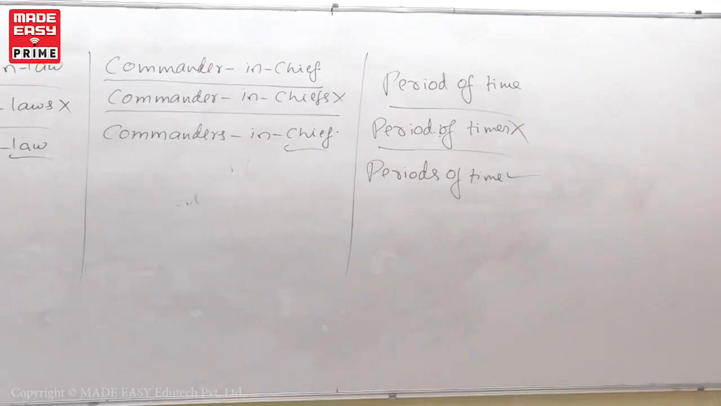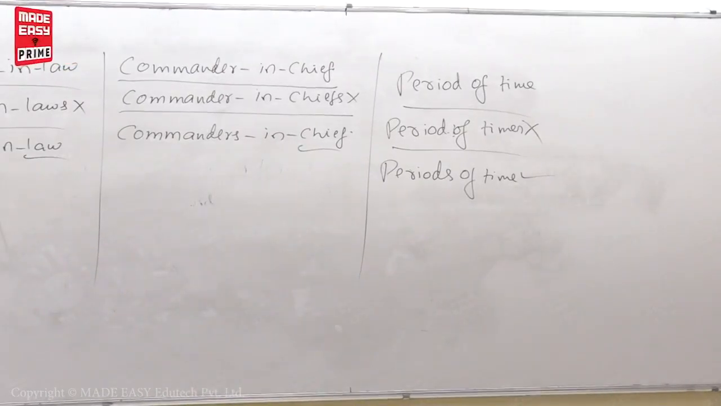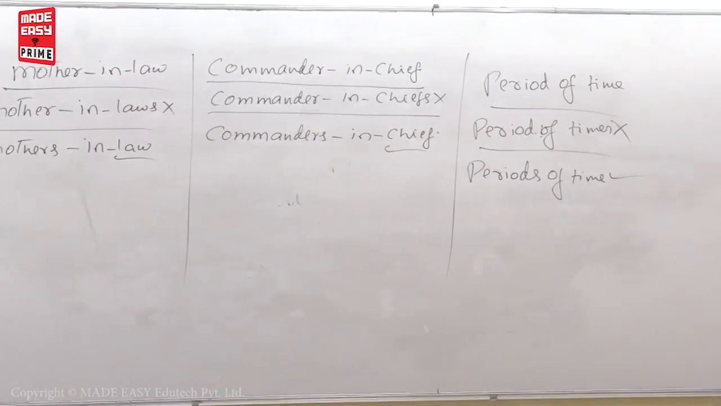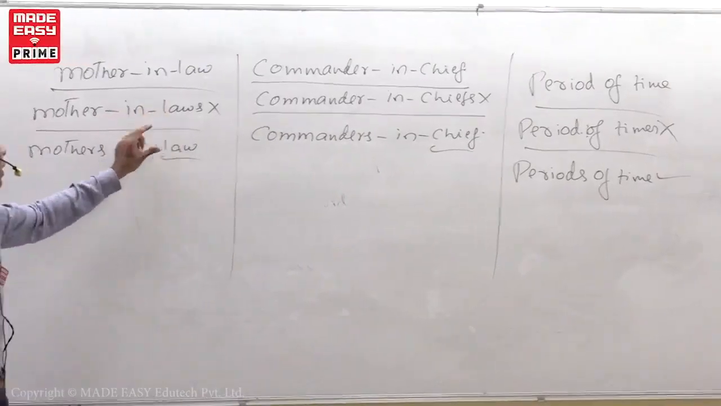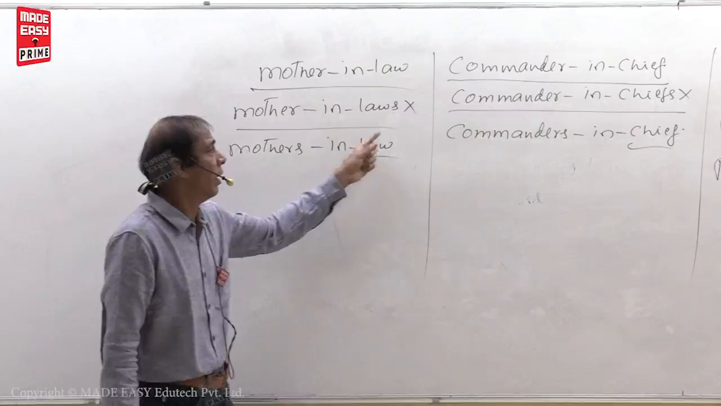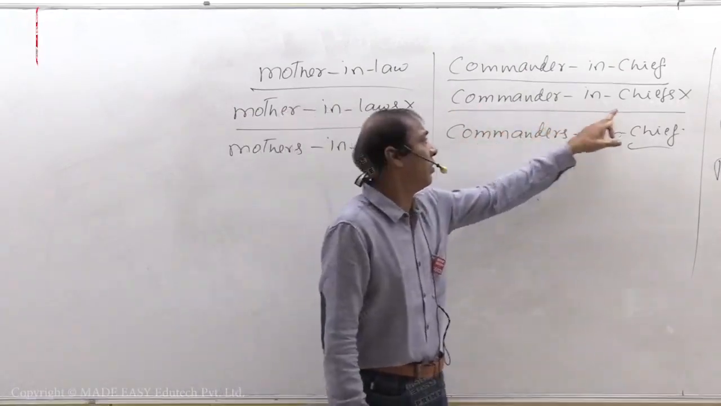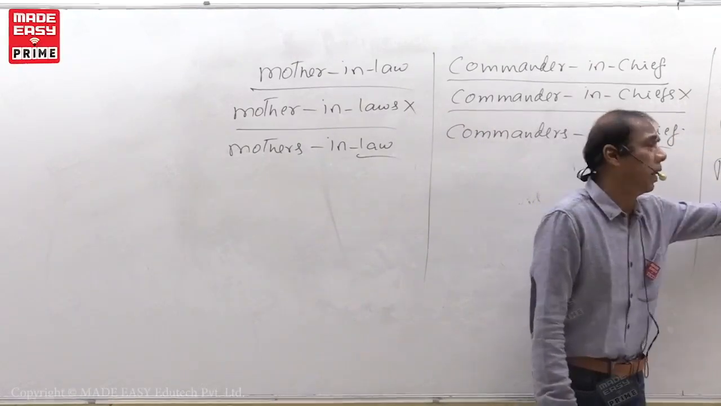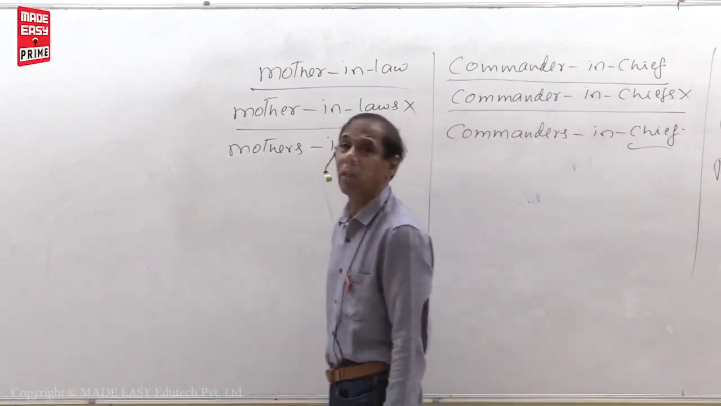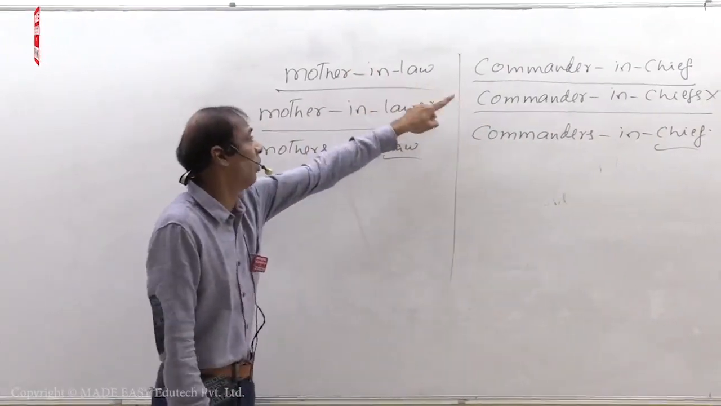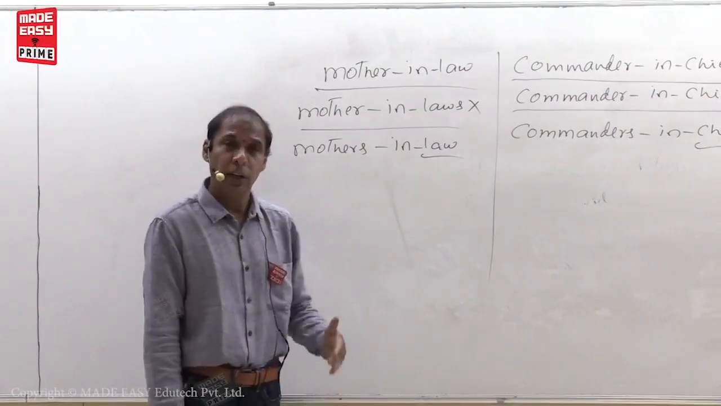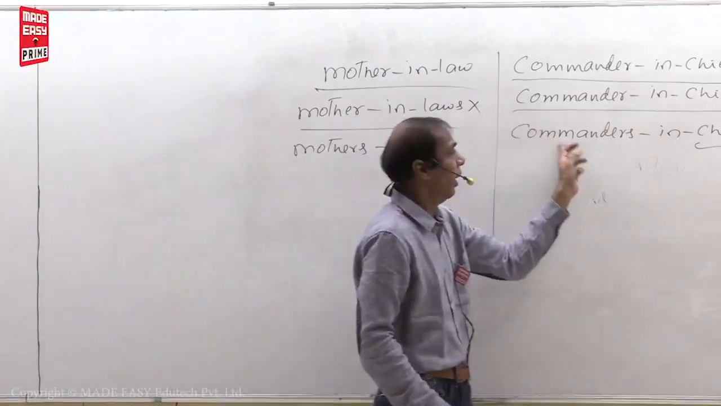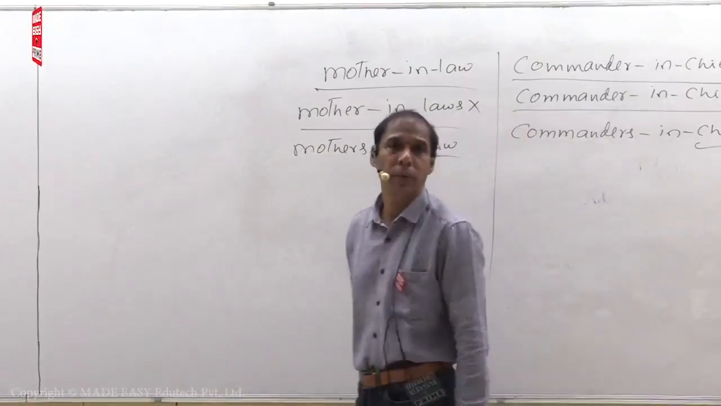Note. Mother-in-law, mother-in-laws: wrong. Mothers-in-law: correct. Commander-in-chief, commander-in-chief's: wrong. Commanders-in-chief. Period of time, plural form: period of times is wrong. Periods of time. So, what is a compound noun? A noun that has more than one word like this. These are called compound nouns. In the case of compound nouns, if we want to make a plural form, add s to the main word. That's it. Okay.